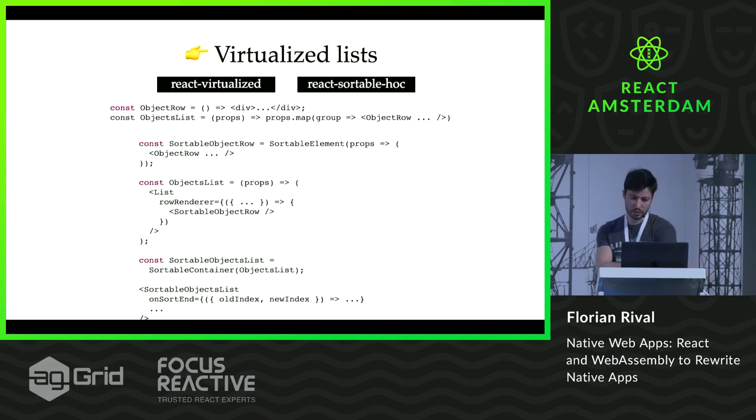So to use them, it's actually pretty easy. You wrap your list in the list component that is offered by React Virtualized, and you pass the row renderer, which is a function that will be called to display each row that is displayed on the screen. And then, using React Sortable HOC, you can get a list that can be reordered by wrapping the list again in a sortable container and each row in a sortable element. So using both of them, you can get a list that is both virtualized and reorderable. So that's exactly what I wanted.